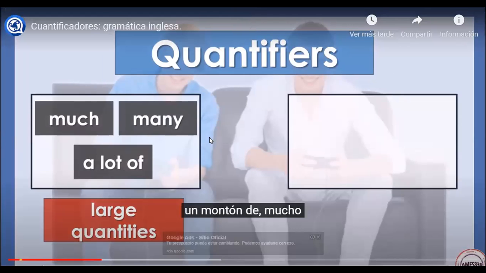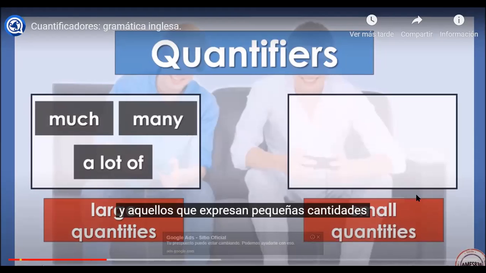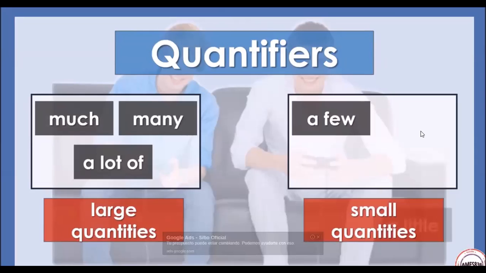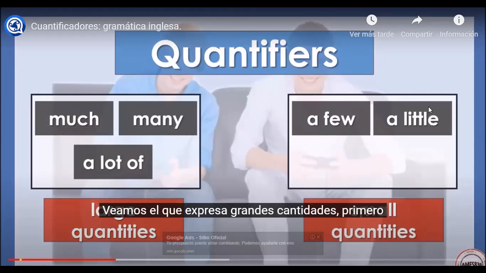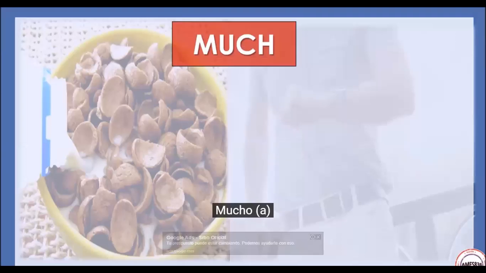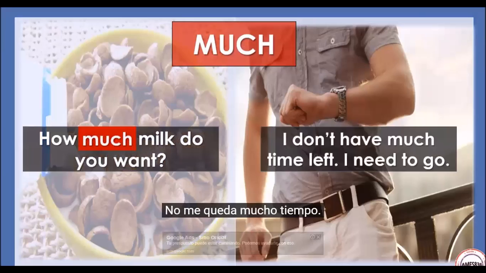Okay, we have large quantities for much, many, a lot of. Small quantities, we have a few, a little. Let's remember that we have words for countable and uncountable, okay, guys? Much for uncountable nouns. How much milk do you want? Because milk is an uncountable noun. And also we have some other examples.